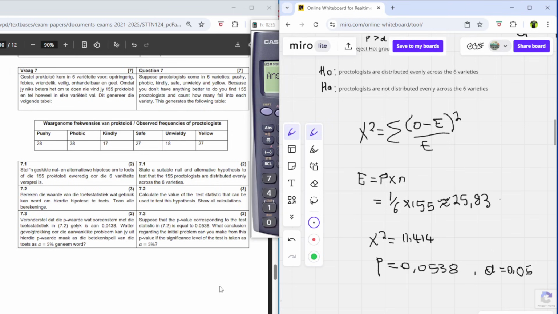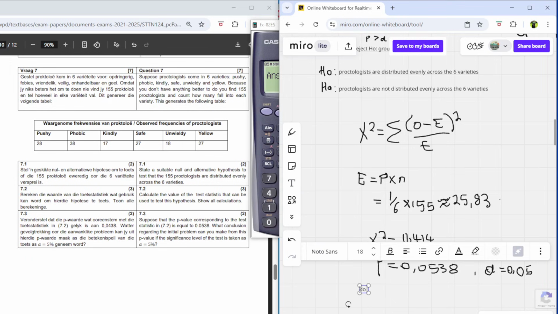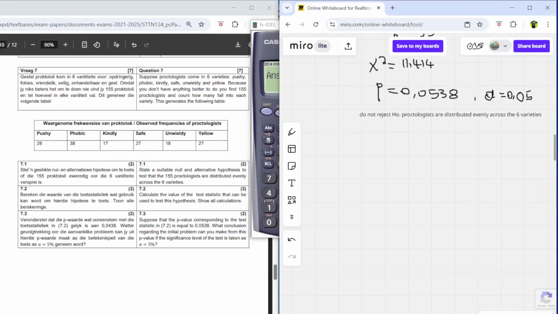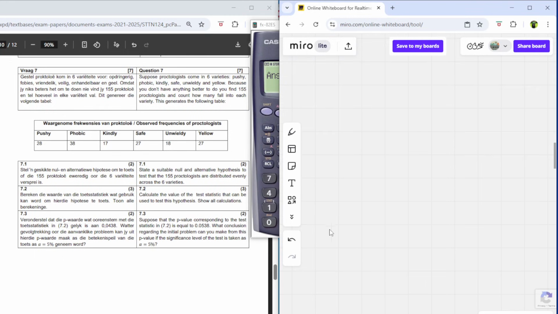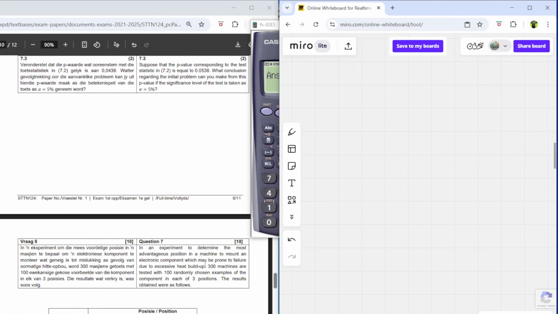So the p-value is more than alpha. If the p-value is more than alpha, we do not reject the null hypothesis. And if we don't reject the null hypothesis, then we say the proteologies are distributed evenly across the 6 varieties, because that is what the null hypothesis says. They are distributed evenly across the 6 varieties. That is how you answer question 7.3.